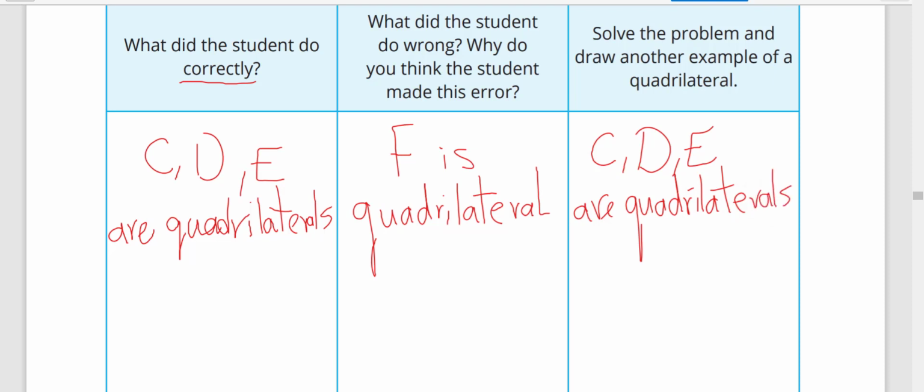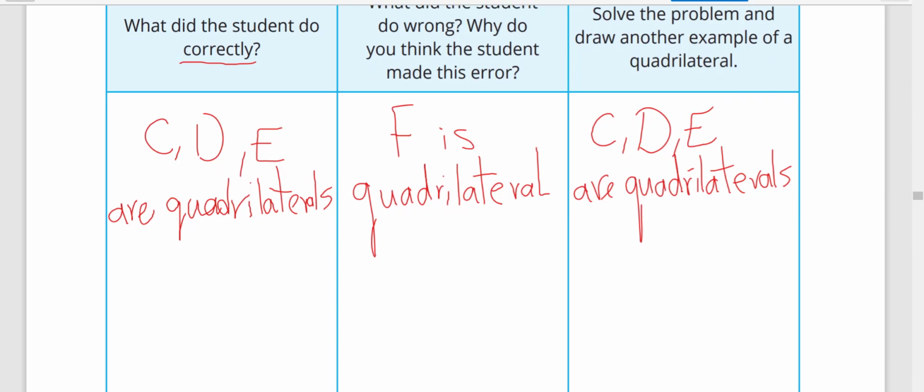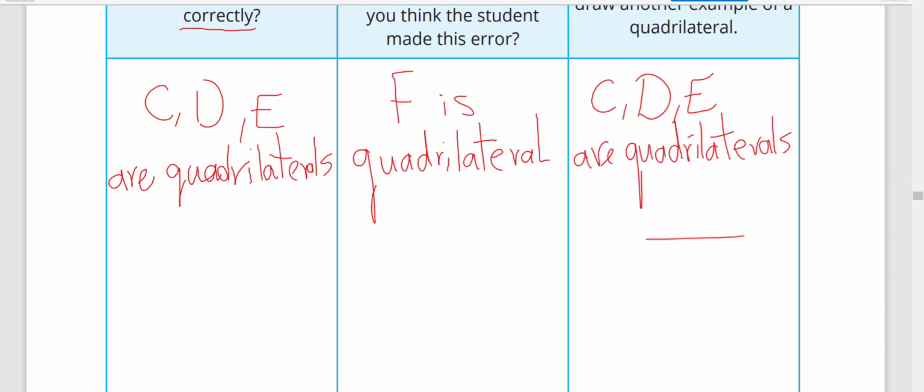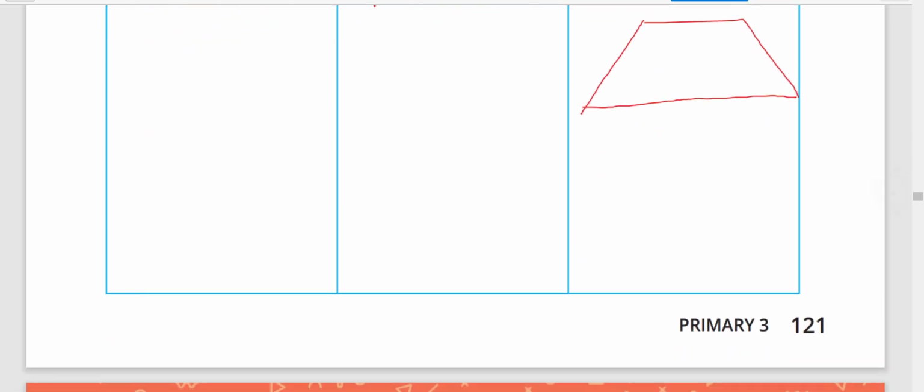Another example of a quadrilateral, what? We take the trapezoid or trapezium, which is a quadrilateral that has 4 sides and 4 vertices. Okay, turn to the next page.